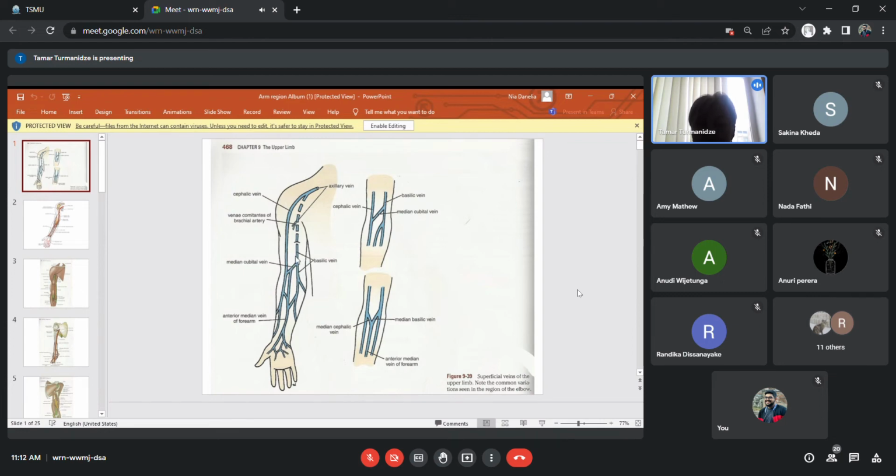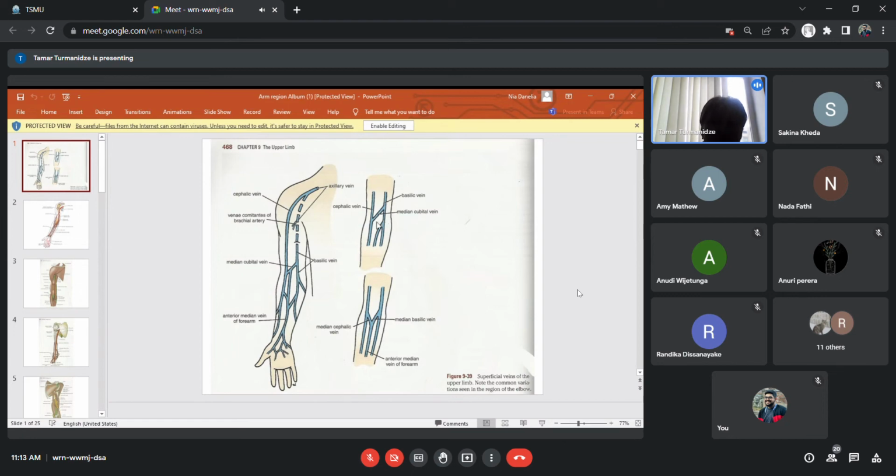This anastomosis may take different forms, an N-shape anastomosis or an M-shape anastomosis. If it is an N-shape anastomosis, this vein is called the median cubital vein. If it is an M-shape anastomosis, on the lateral side this vein is called the median cephalic vein, but on the medial side, it is called the median basilic vein. These are the superficial veins where intravenous injection is performed. So on the elbow, intravenous injection is performed in the median cubital vein.